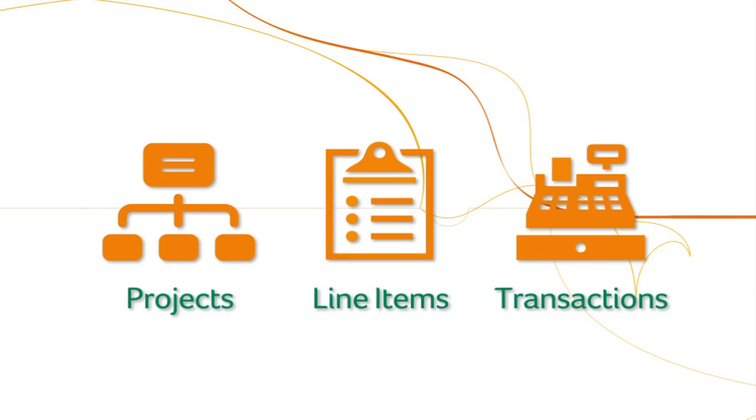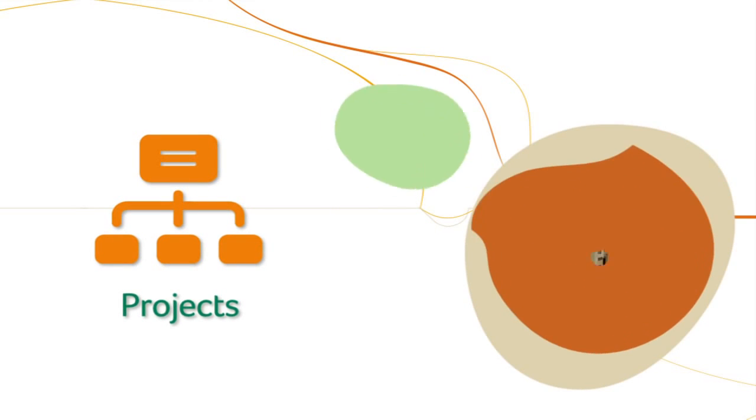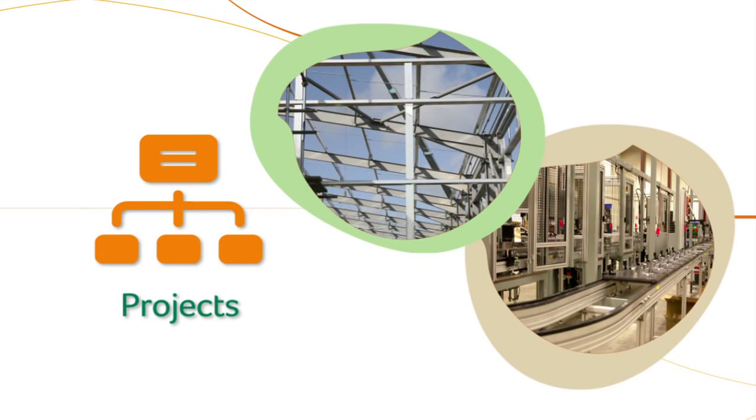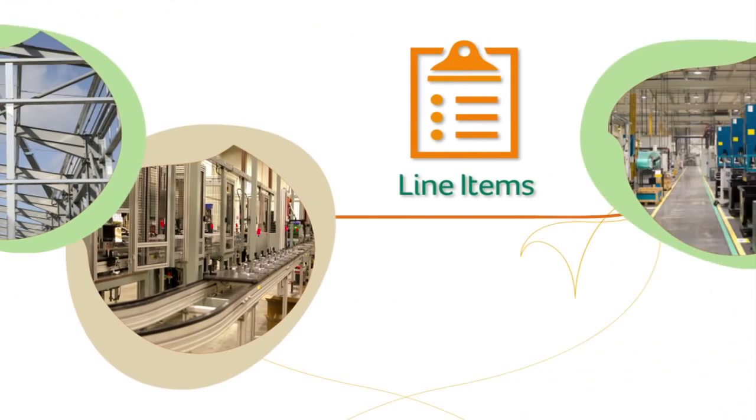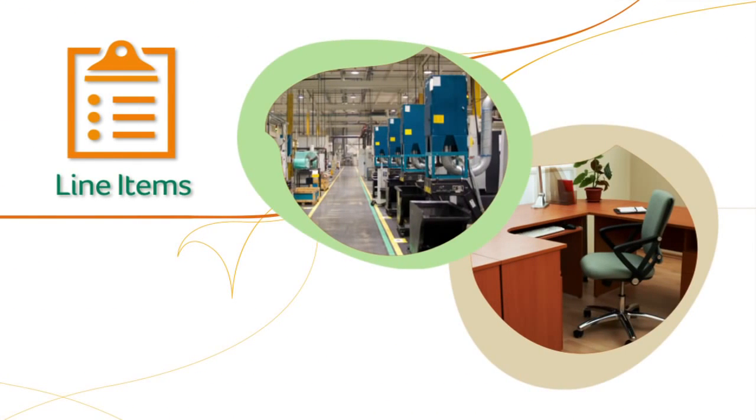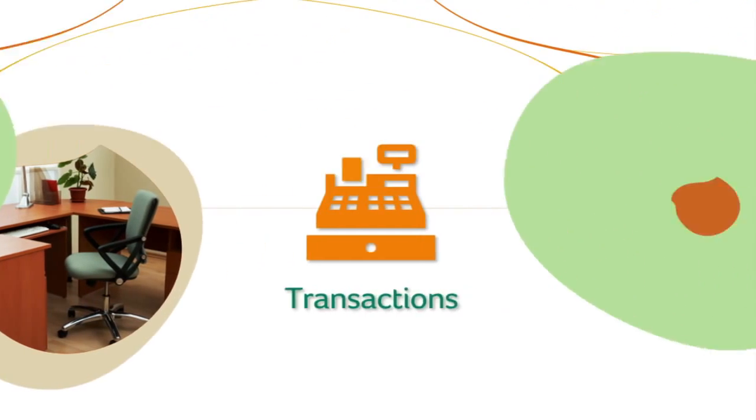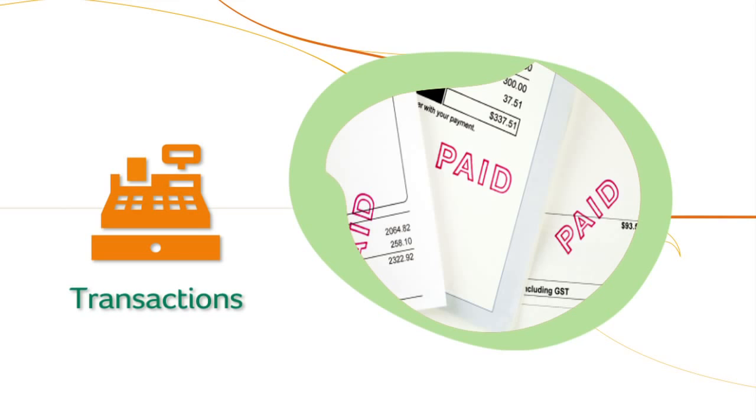Companies often create projects that reflect individual or annual capital budget initiatives. Within a project, they will create line items for things that will become fixed assets, such as the building structure, pieces of machinery, computer equipment, and furniture and fixtures. Companies will then track the invoices, or what we refer to as transactions, for each.